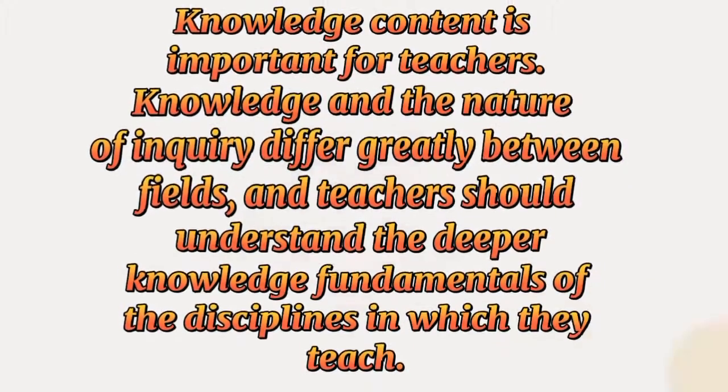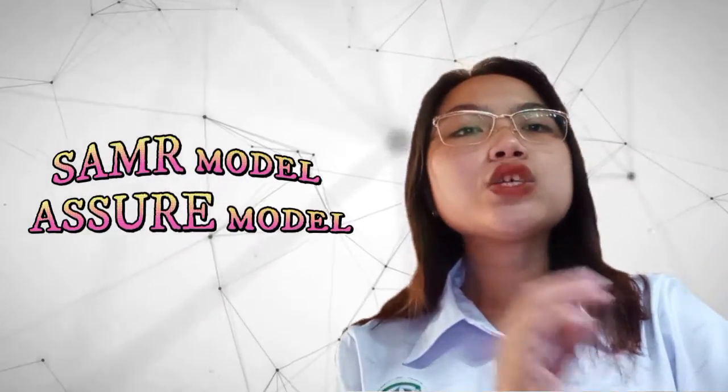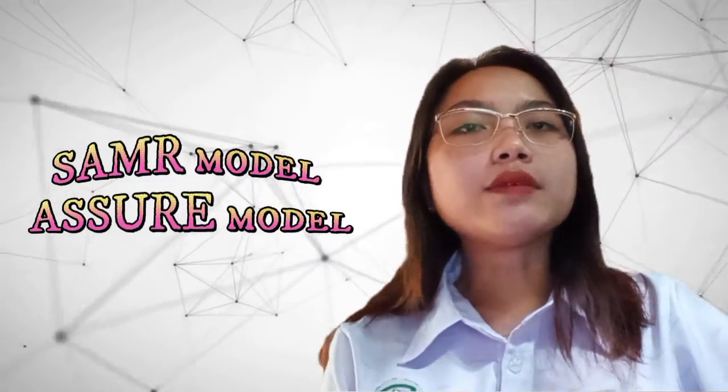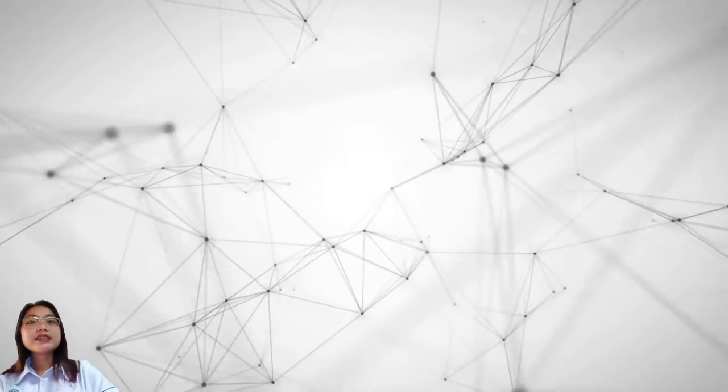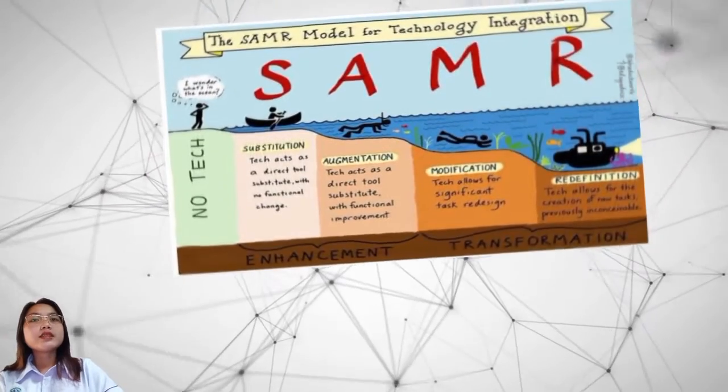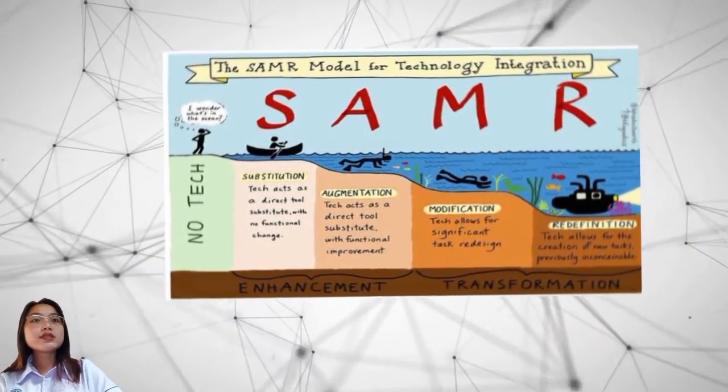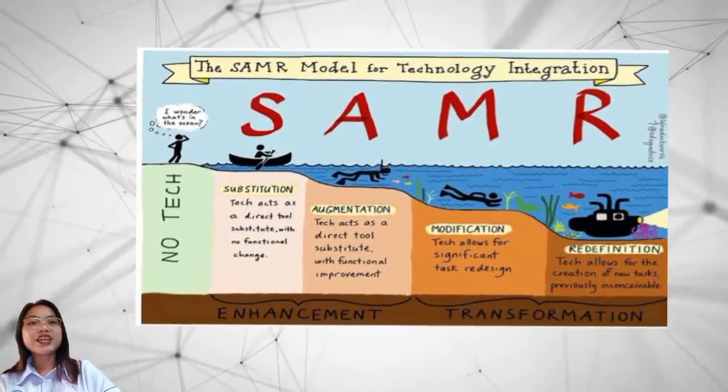Good day everyone, I am Ivy Jane de Guzman, and I am the one who will represent to you the SAMR model and the ASSURE model. So let's start with SAMR. S is for substitution. Technology acts as a direct tool substitute with no functional change.